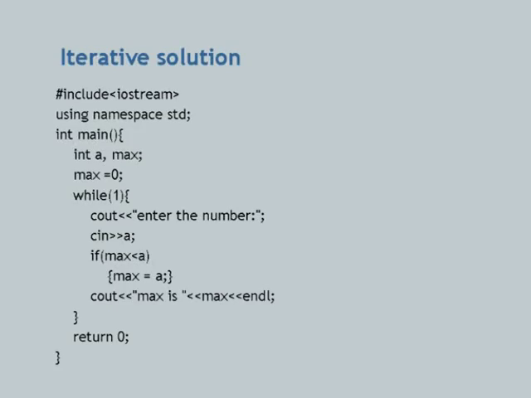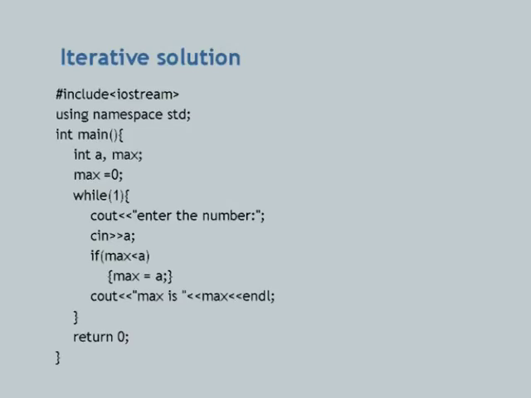This then is my C program, which will actually implement this logic. Observe that I am defining int A and max. I am setting max equal to 0. This is an artificial setting. It is initialization for my loop. Now I say while 1. This is my artificial condition, which will always remain true. So, I am setting up an infinite iteration.